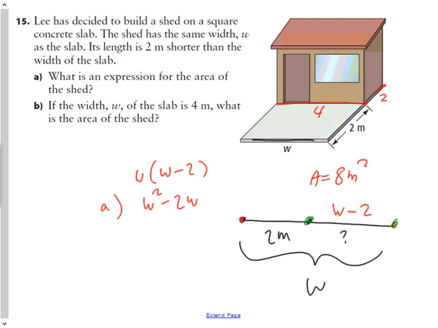However, I'm going to make it more complicated than it needs to be, and I'm going to substitute 4 into my formula of area equals W squared minus 2W. 4 squared is 16, 2 times 4 is 8, and 16 minus 8 still gives me the same area of 8 meters squared.